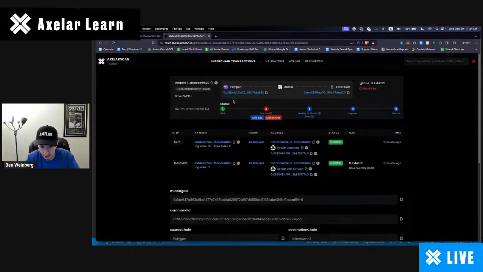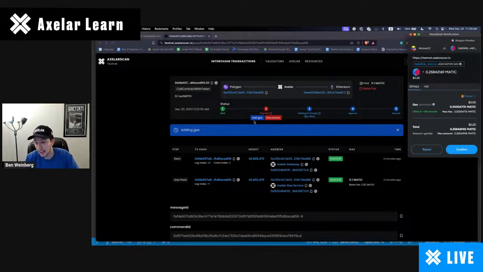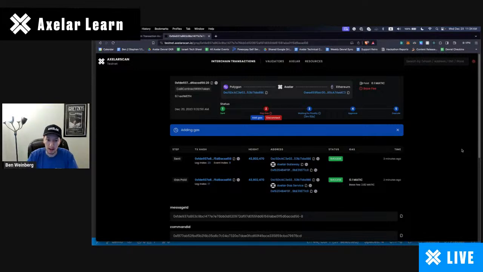On Axelar Scan, we can just easily click this Add Gas button, which should pop up MetaMask, which will allow us to pay the missing gas amount that we need. So you see it costs 0.25 extra ETH that we're missing out on. So we confirm this here. If we were to have paid more gas, let's say we paid a full matic, we wouldn't have had to do this. This obviously would have executed automatically.